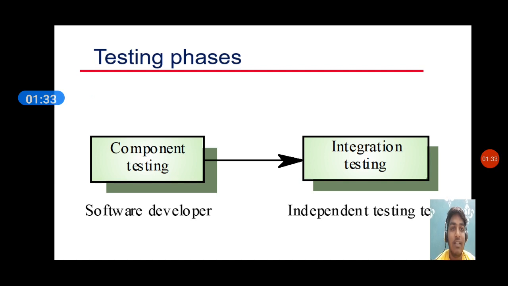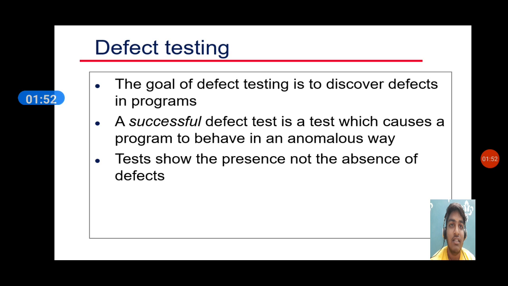is the testing phases, which go from the software developer to the independent testing team. It is the component testing. Next it goes to the integration testing. These two types of testing are considered in the testing phases. And first, the defect testing.